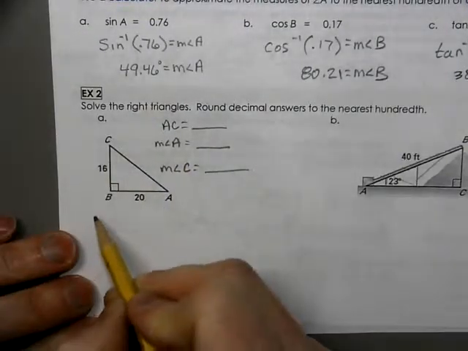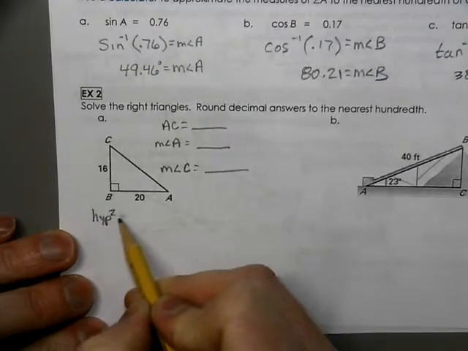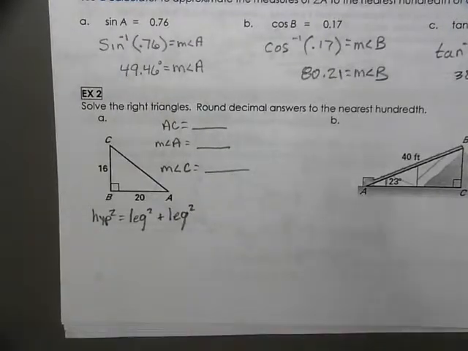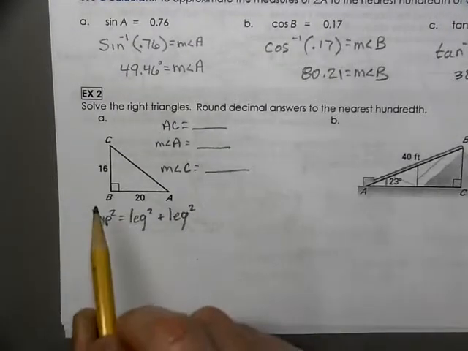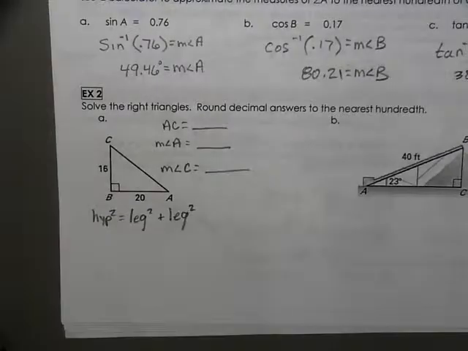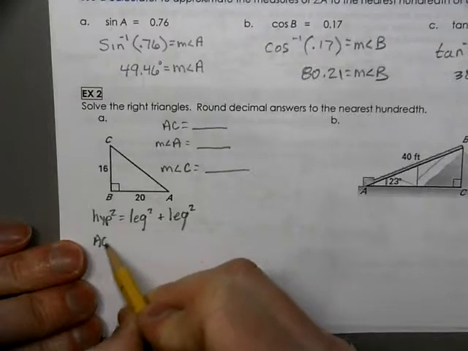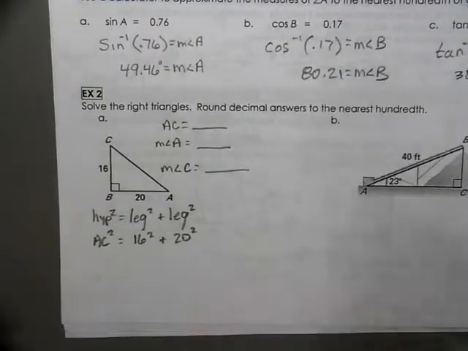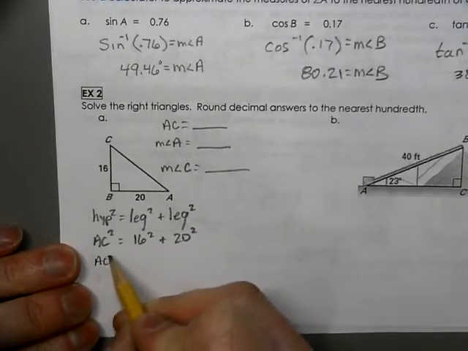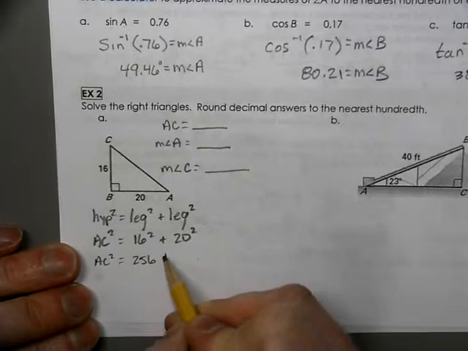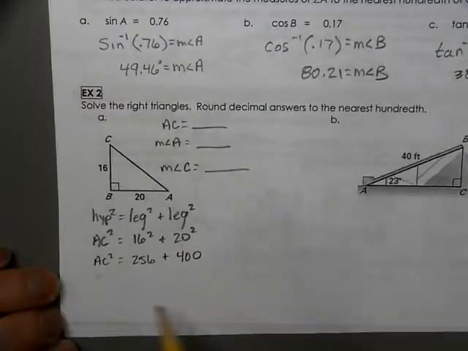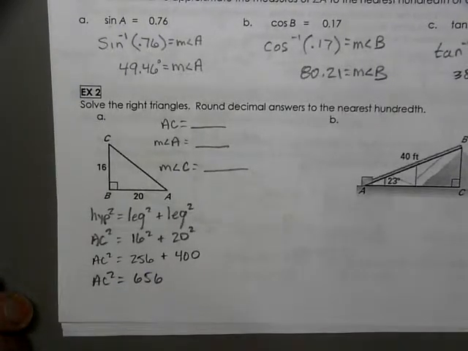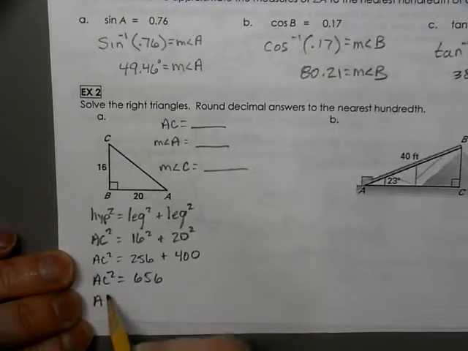To calculate that hypotenuse, we can use the Pythagorean Theorem, something that we had learned weeks ago. It can still apply here because we know two sides of a right triangle. The hypotenuse is c squared. The two legs are 16 and 20. We square those legs. We add those values together. And then we take the square root.